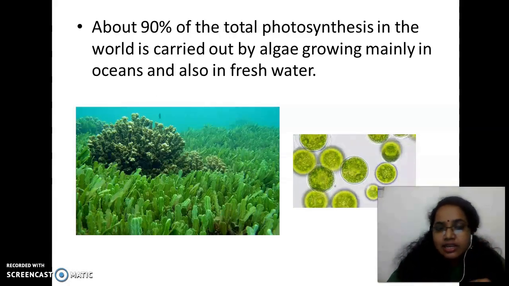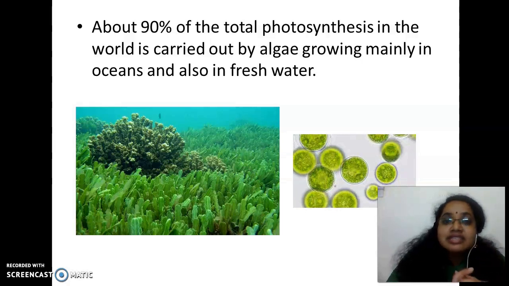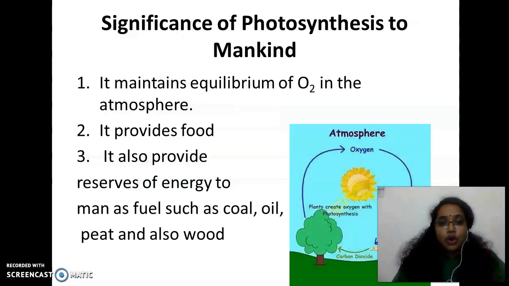So this was another question which was asked earlier in CSIR-UGC-NET. Where does the maximum photosynthesis take place? In the ocean. About 90% of the total photosynthesis in the world is carried out by algae grown mainly in the ocean, also in fresh water. There will be many options such as evergreen forest, but the correct answer is the ocean. 90% of the total photosynthesis takes place in the ocean.